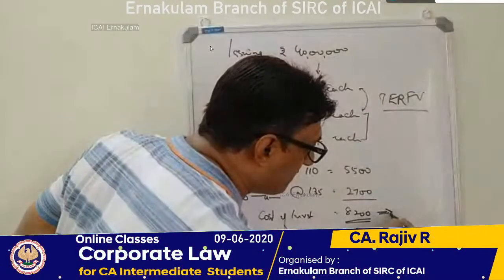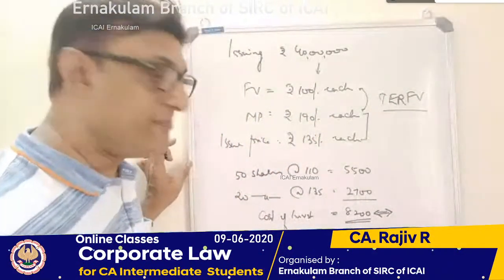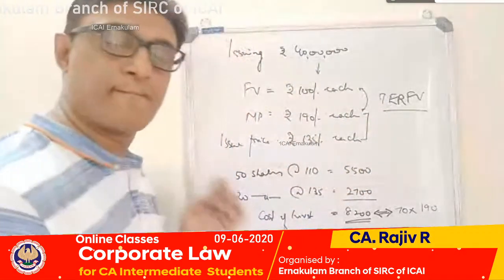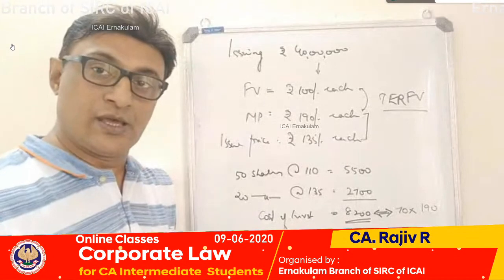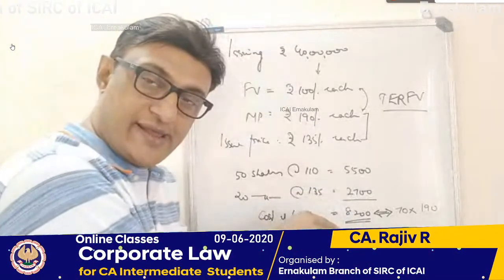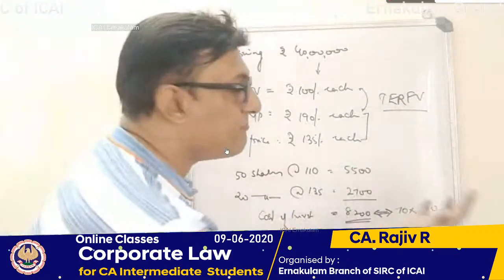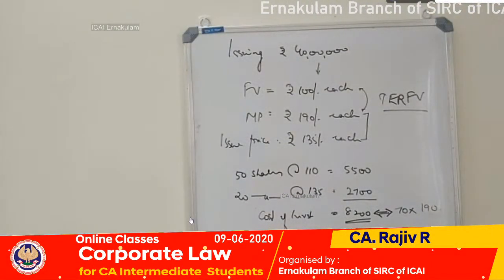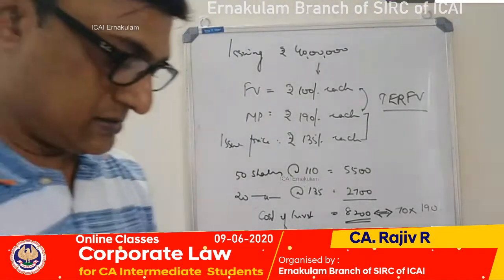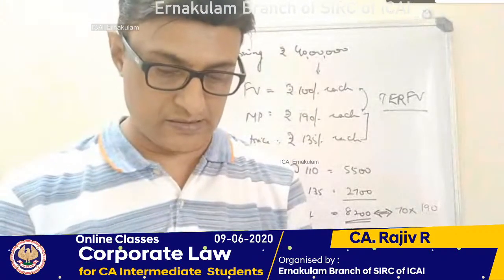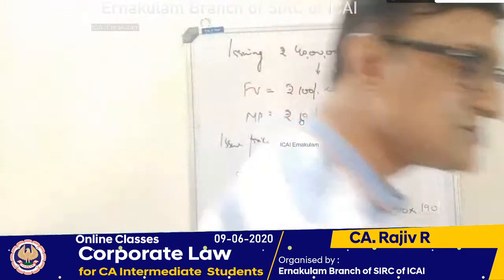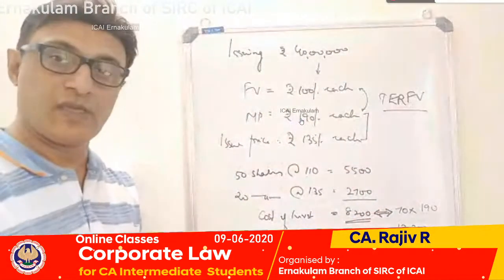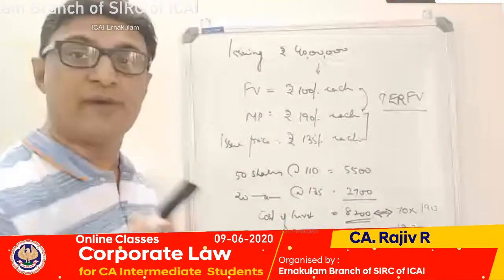But at the same time, what will be the market price? The market price will be 70 into 190. So I will have to pay 2,700 today for having a market value of 70 into 190. What will that be? 13,300. 50 plus 20 into 190 is the market price today, but that can vary.